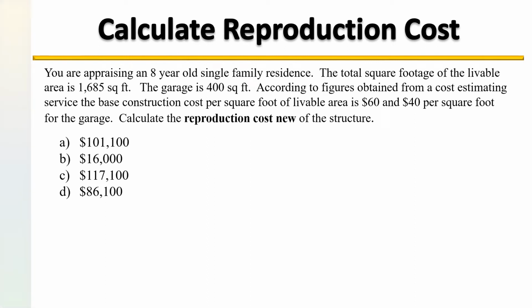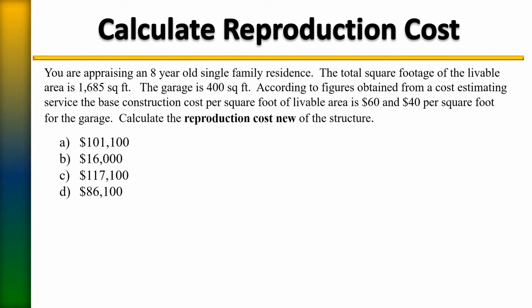Calculating reproduction costs. You are appraising an 8-year-old single-family residence. The total square footage of the living area is 1685 square feet and the garage is 400 square feet. According to the figures obtained from a cost estimating service, the base construction cost per square foot of living area is $60, and it's $40 per square foot for the garage. Calculate the reproduction cost new of the structure.